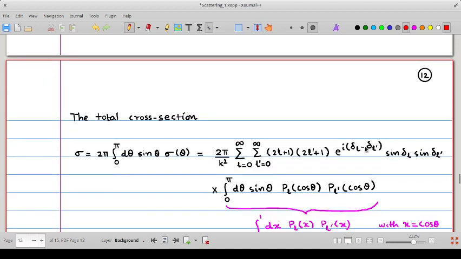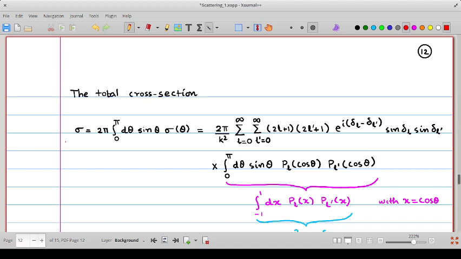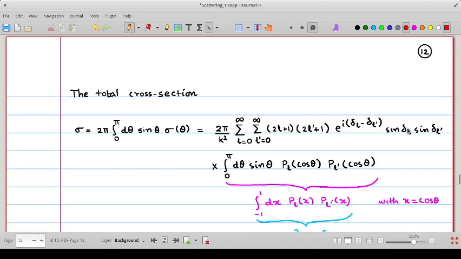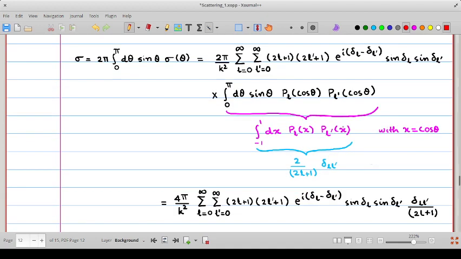Now the total scattering cross section is computed as 2 pi times the integral from 0 to pi d theta sin theta sigma(theta), because sigma(theta, phi) is independent of phi. Now substituting for sigma(theta) from equation 11.4, we can arrange the factors in such a way that the integral over theta appears only over this factor. So the integral from 0 to pi d theta sine theta P_L(cos theta) P_L dash(cos theta). Now substituting x equal to cos theta, this simply becomes the integral from minus 1 to 1 dx P_L(x) P_L dash(x).